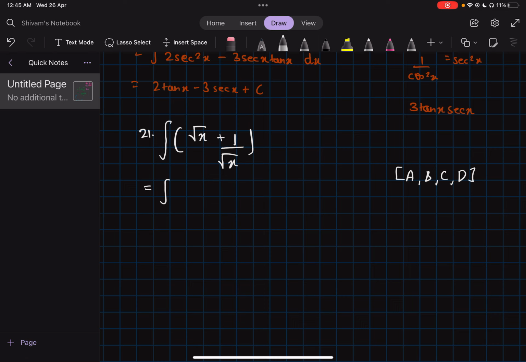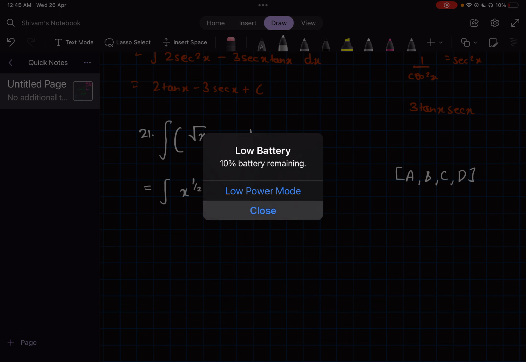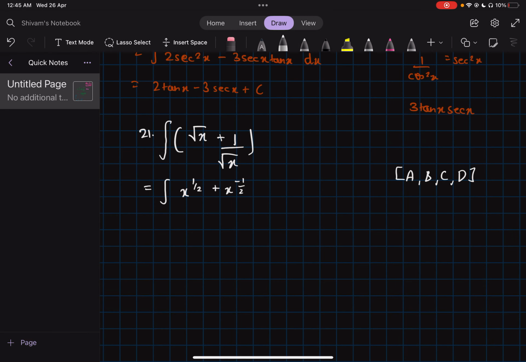So we're going to want to write this in terms of powers. So x to the 1 by 2, and this is going to be x to the negative 1 by 2. I hope you understand why. Because when you push that up, it's going to be x to the negative 1, and then the square root is half power, so it will get multiplied. So x to the negative 1 by 2. And it's with respect to x, of course.